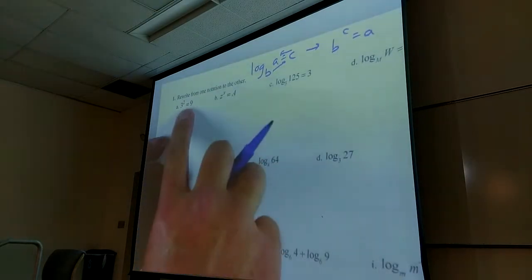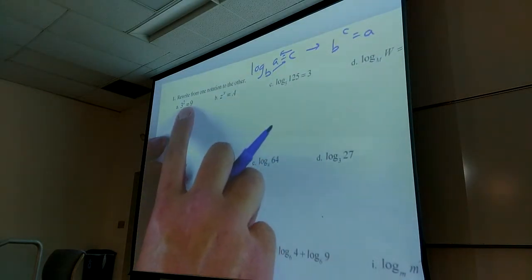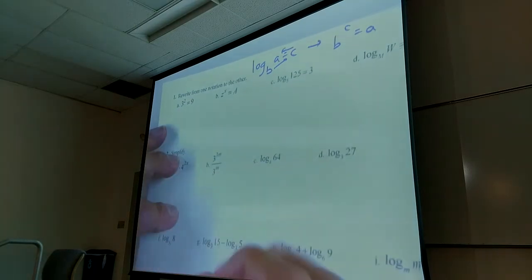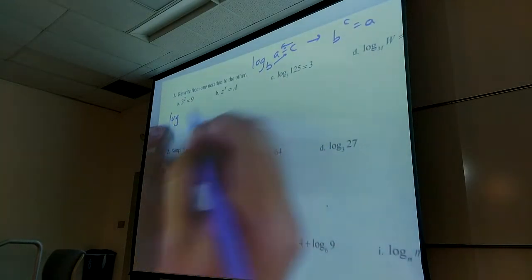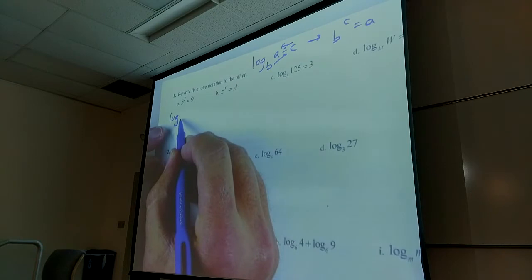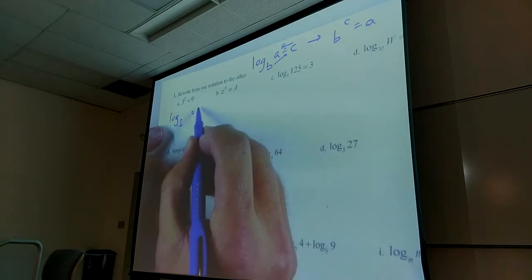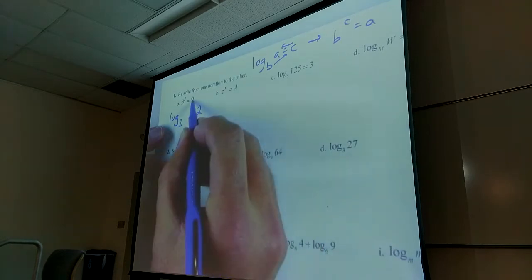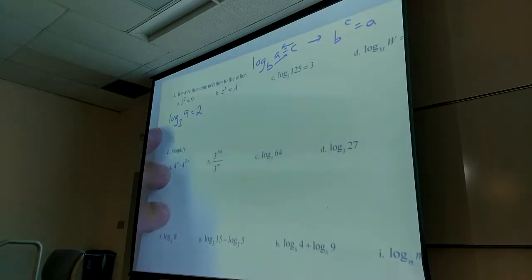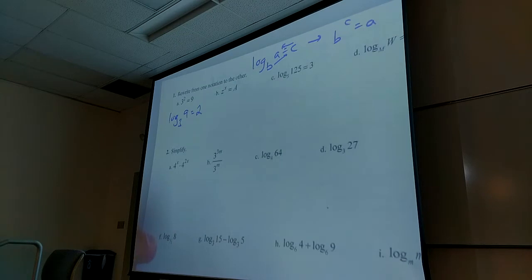So how do I rewrite this? It's currently in exponential form. How do I make it into log form? What's the base? 3. What's the power? 2. And then the argument must become the inside. The output of one is the input of the other because they're inverse functions.